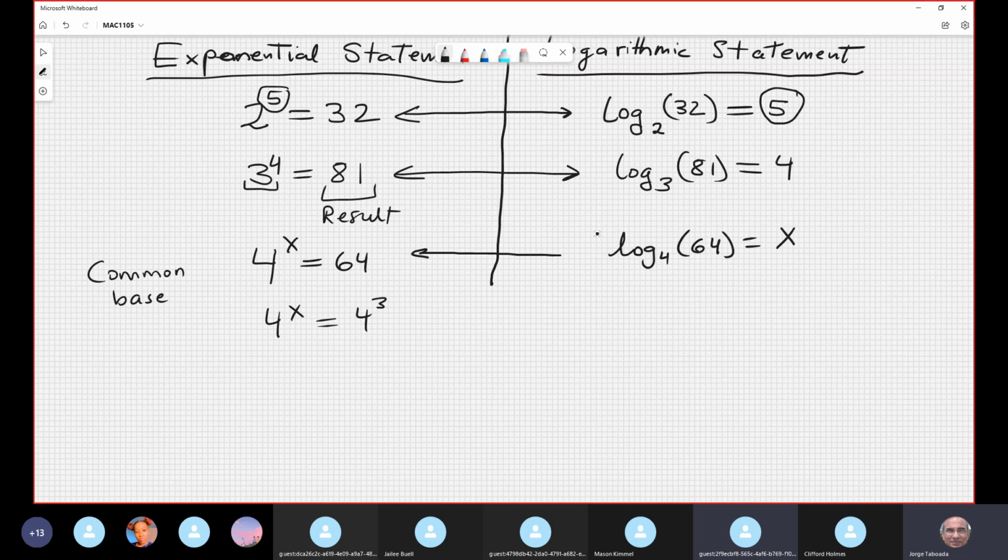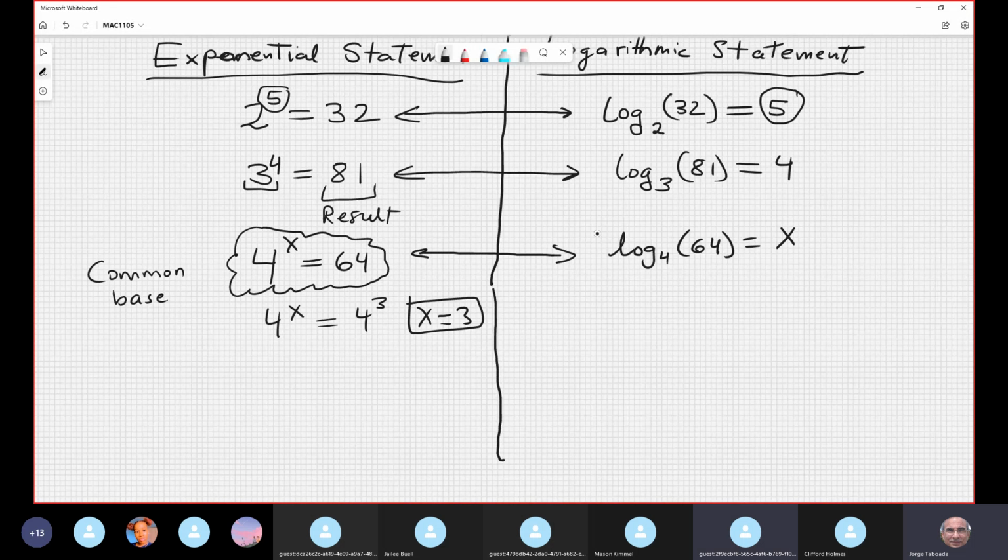Because 4 times 4 is 16, and 16 times 4 is 64. Therefore, the solution is x equals 3. And this is a fantastic way to solve this equation using the transformation, but not in this direction, in this direction, convert to logarithm. But the most important objective now is that you understand the interpretation of the logarithm.